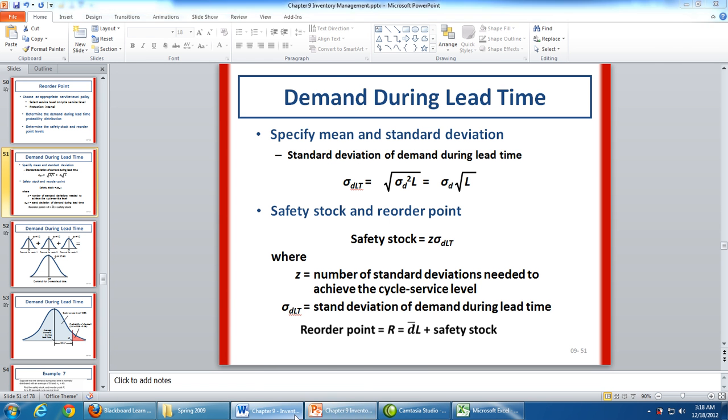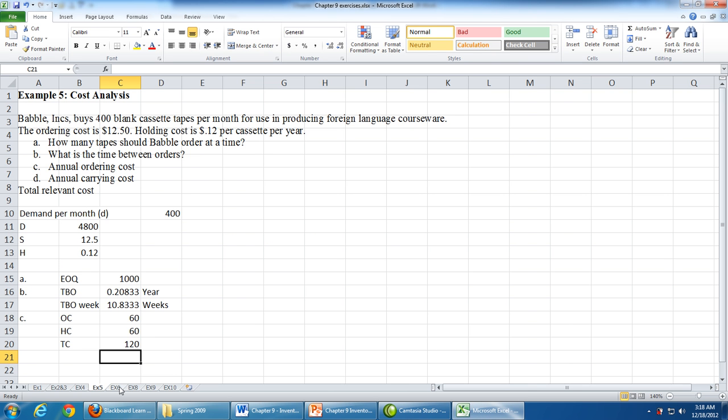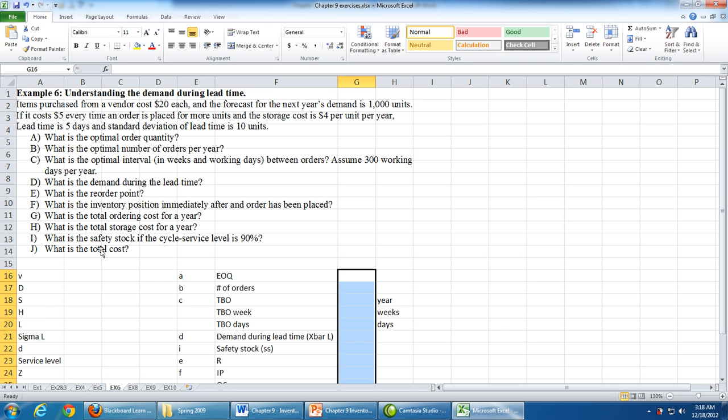Okay, so we're going to experiment with this on example number 6. On example 6, we start out by identifying the variables. The first variable is the unit cost, 20. Average annual demand is 1,000. The ordering cost is $5. Holding cost is $4. Lead time is 5 days. Sigma lead time is 10 units.